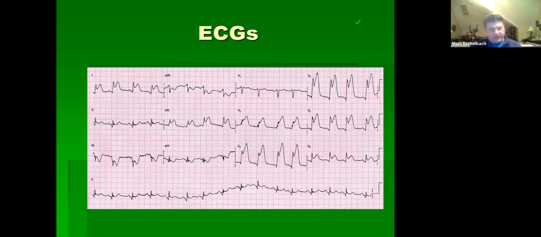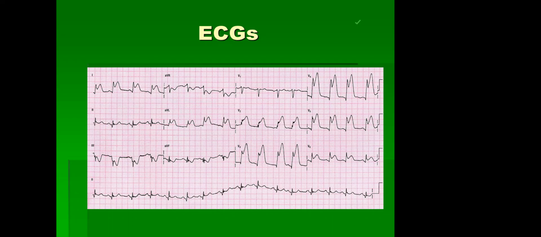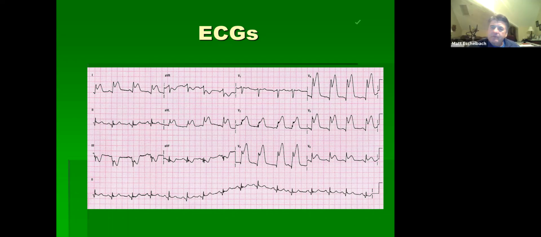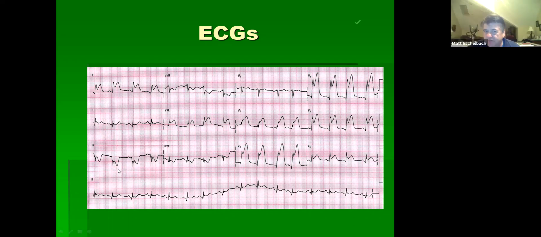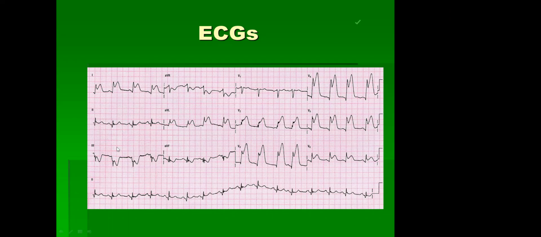So, what do you think of this? What are you going to call it? Are you going to call it an MI? I mean, it's diffuse ST elevation. Say more pericarditis looking. No, well, think about it. Is there ST elevation in 2, 3, and AVF? No, there's not. You said there's reciprocal changes. Yeah, from lateral.